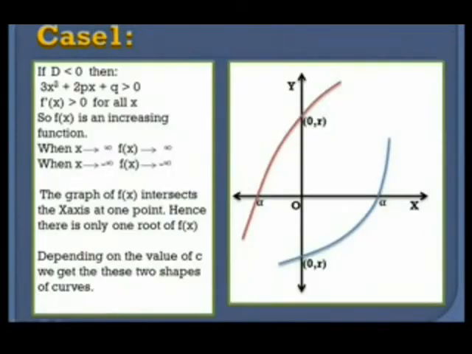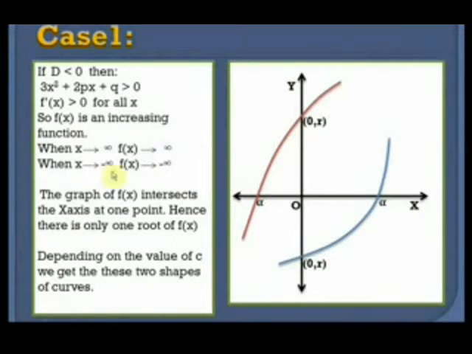Case number 1 is if the discriminant is less than 0. We see that here the coefficient of x² is 3, which is positive, and hence we can say that this entire expression is greater than 0. This entire expression is f'(x), and hence f'(x) is greater than 0 for all x. And so if f'(x) is greater than 0, then f(x) is an increasing function.